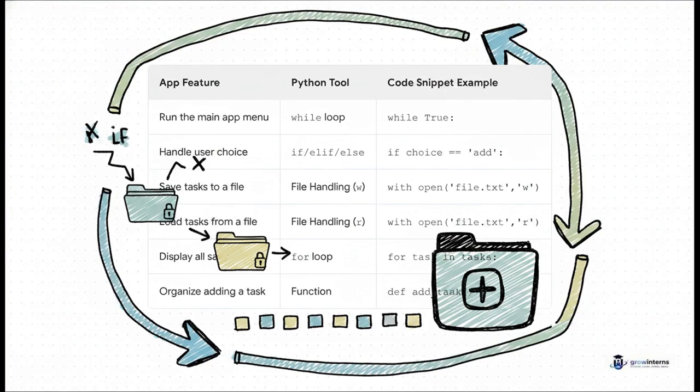Want to keep the main menu running? That's a job for a while loop. Need to figure out what the user chose, add or show? That's a classic if, elif, else block. Saving all those tasks to a file, we'll use file handling with write mode. And loading them back, same thing, but in read mode. What about showing every single task on the screen? Perfect job for a for loop. And finally, to keep that add task logic clean and reusable, we'll wrap it up nicely in a function. See? Every single tool has a specific, important job.